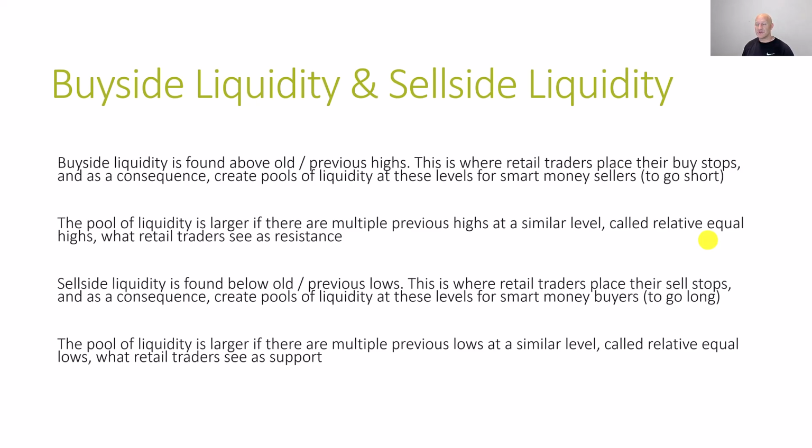And the opposite is true for sell side liquidity. So sell side liquidity is found below old or previous lows. And again, this is where retail traders have placed their sell stops. And so as a consequence, we have a pool of liquidity at this level where we have smart money buyers wanting to go long, taking advantage of those sellers.